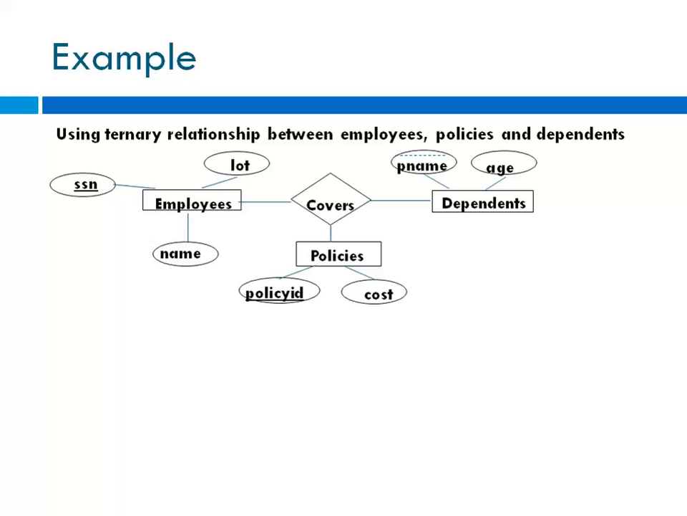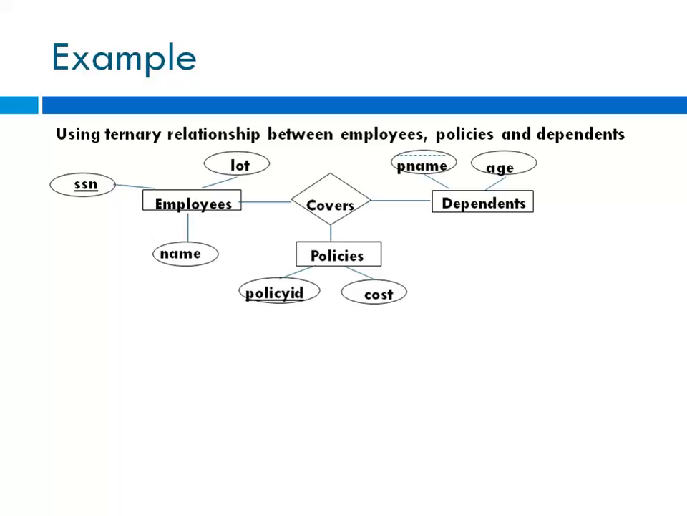Here we have employees and here we have dependents. Now employees take the insurance covers and have their policies, and in the insurance covers they define the dependents who are going to get the benefit from the policy. So there is a ternary relationship between these three entities. The entities are employees, policies and dependents, and the relationship is covers, that is, which employee has taken which policy and which dependents are covered under the policy. So this is a ternary relationship.